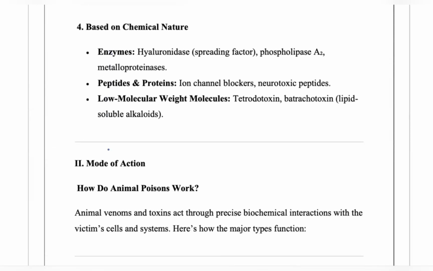Then there is the chemical nature basis, that is enzyme, peptide, protein, or low molecular or high molecular weight. So this is how the poison is basically chemically made. So enzymes like hyaluronidase, which is a spreading factor, phospholipase A2, and metalloproteinases, these all can be there in the formulation of a poison. Then some poisons are peptide or protein based, like ion channel blockers, neurotoxin peptides. I hope you are getting the point. For example, the poison is going to block the ion channel, right?